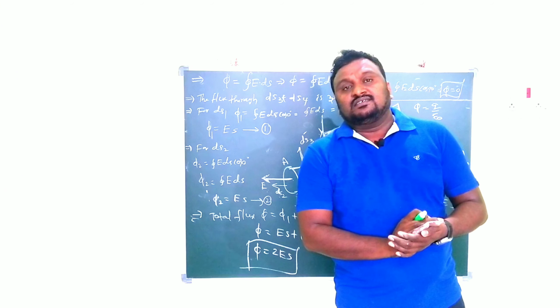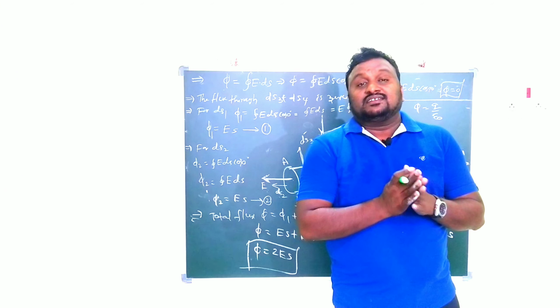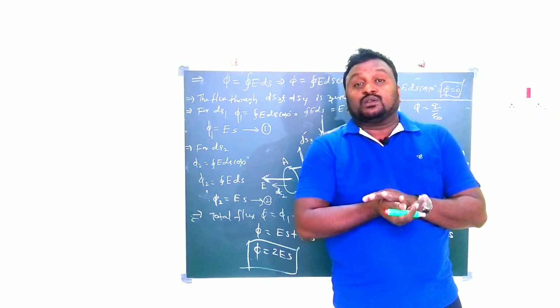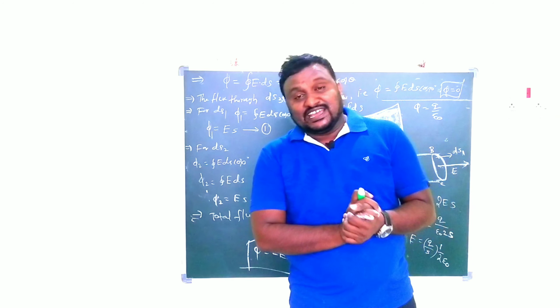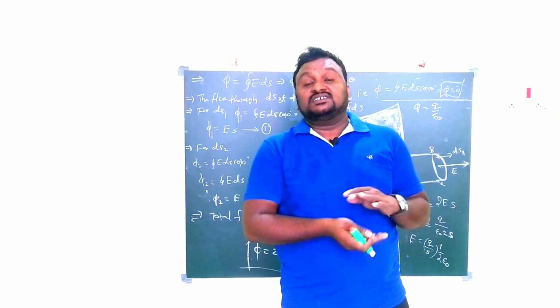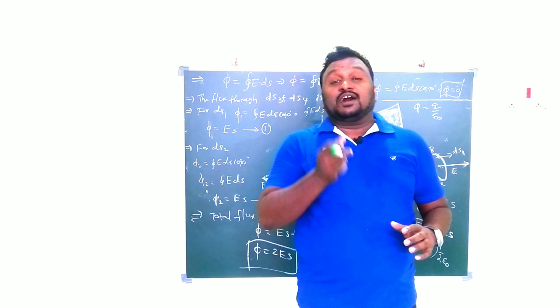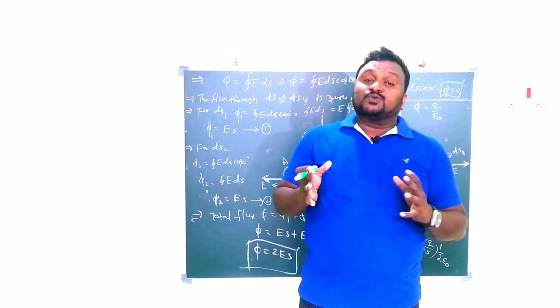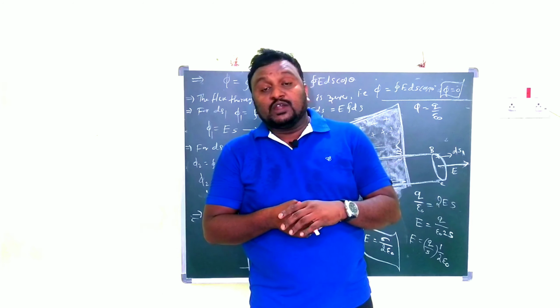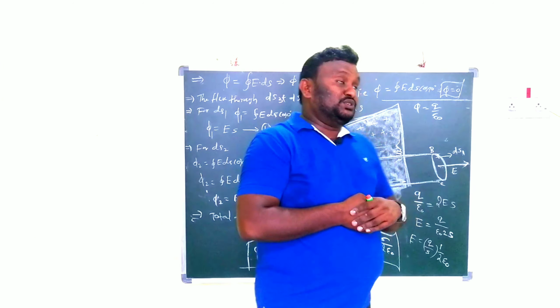What is Gauss law? The flux that passes through any closed surface is 1 by epsilon naught times the net charge of the same closed surface. That is what we call flux. How can we show the mathematical form of Gauss law? Phi is equals to Q by epsilon naught. So in this case, what you have? An infinite plane sheet of positive charge.